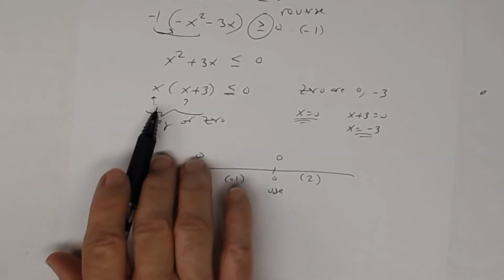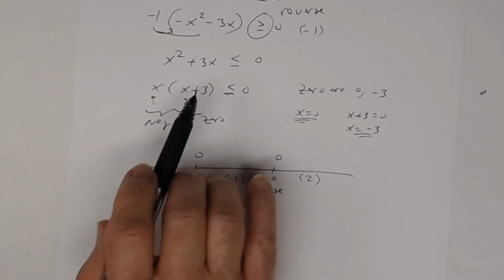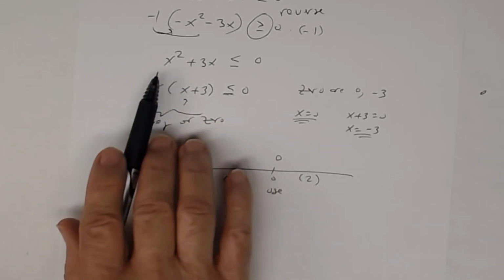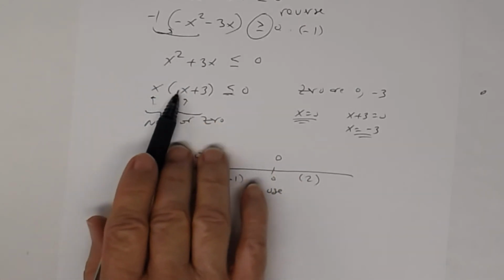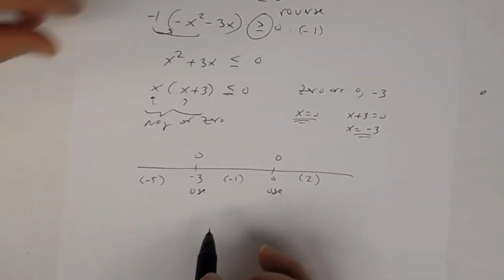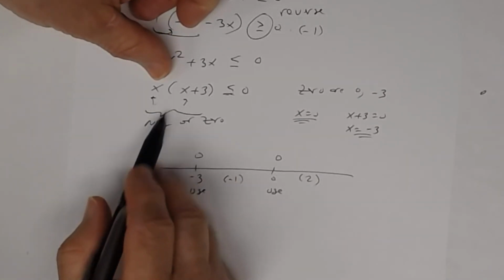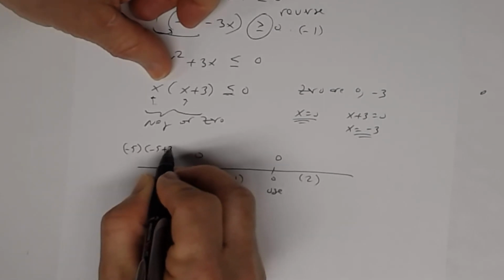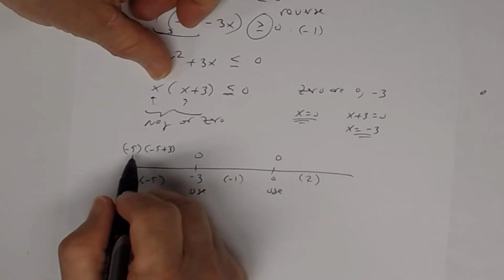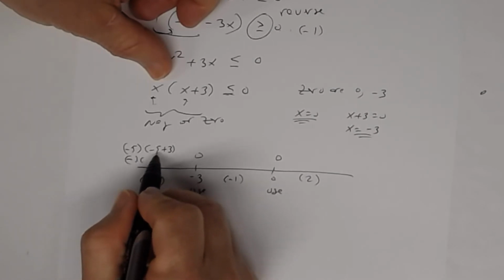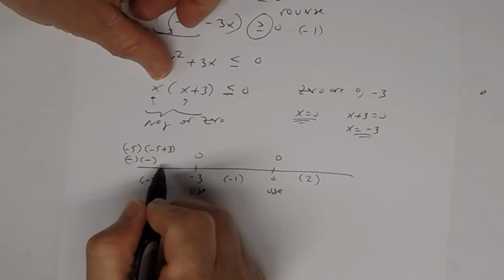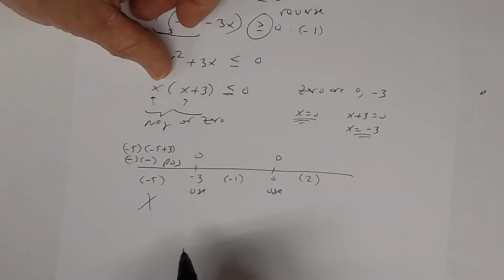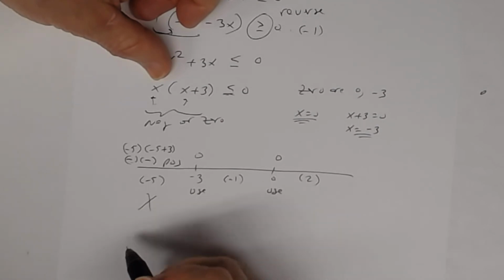So those are my test points. So I'm going to substitute back into the factored part, or you can go back to the polynomial part. Just be careful when you do that. But I'm going to always use the factored part. So wherever I see an x, I'm going to substitute negative 5. So I get negative 5 times negative 5 plus 3, right? Well, I get a negative, and negative 5 plus 3 is also a negative. So a negative times a negative is a positive. Is that something I want? Nope. So this interval is not going to be a solution.